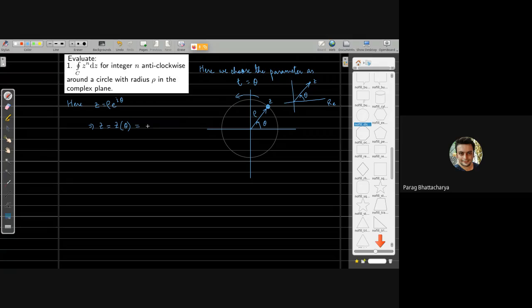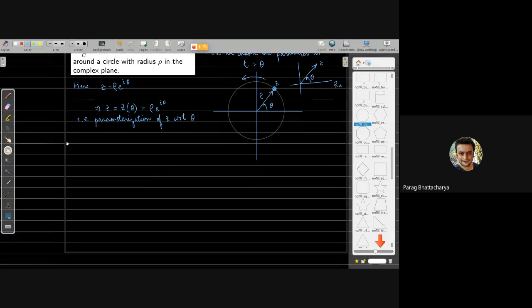Okay, z is a function of theta: z equals rho e to the power i theta. So once you have figured this out, that means we are parameterizing the curve. Remember, the parameterization depends only on the curve. Parameterization does not depend on the function, it depends on the curve. So here we are doing a parameterization of z with respect to theta.